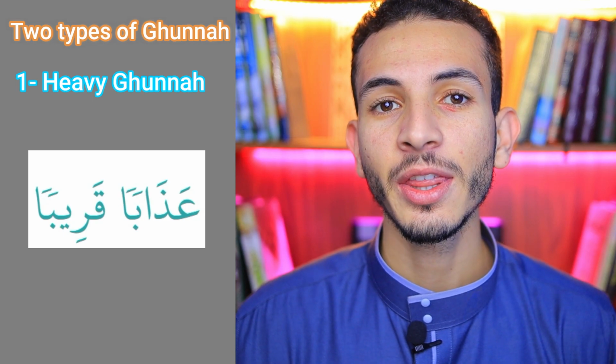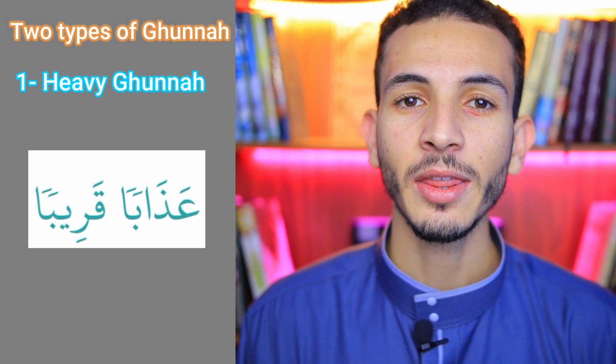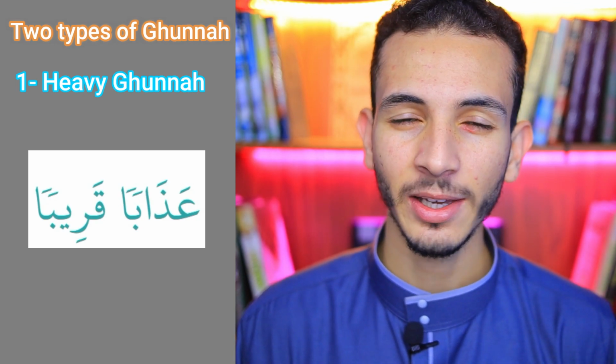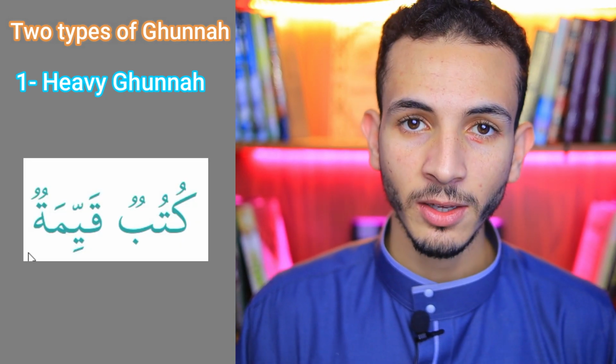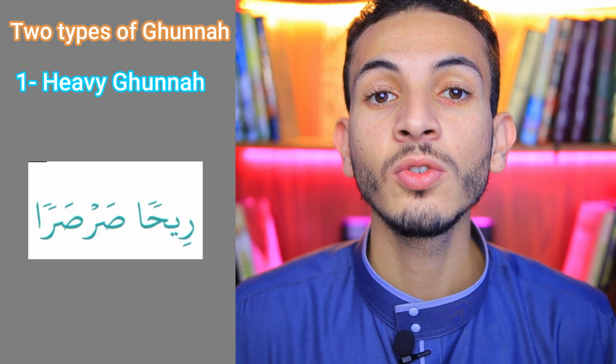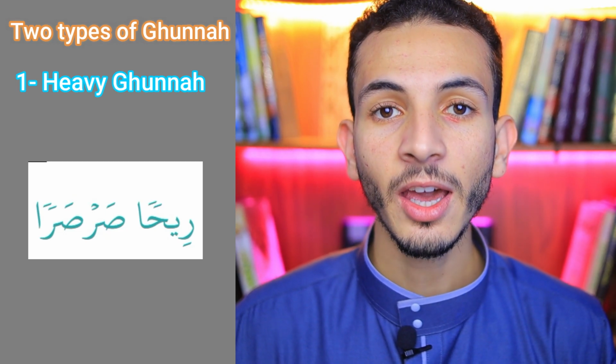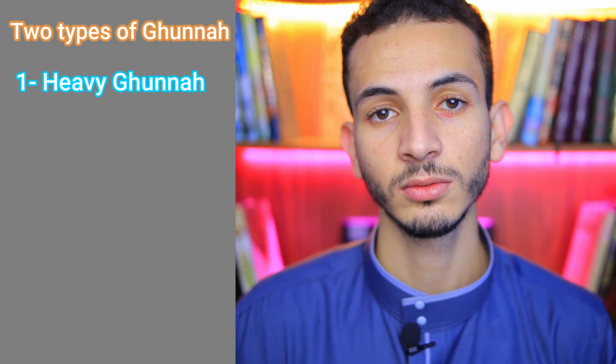We say عذابا قريبا. And it's wrong to say عذابا قريبا. This is light and it's not correct. Also we can say كتب قيمة. Heavy one. كتب قيمة. And also ريحا صرصرا. Sad is a hiding letter and it is a heavy letter, so we apply heavy ghunnah. ريحا صرصرا.